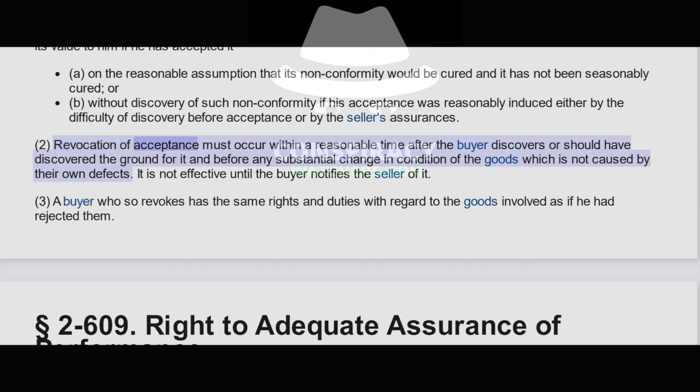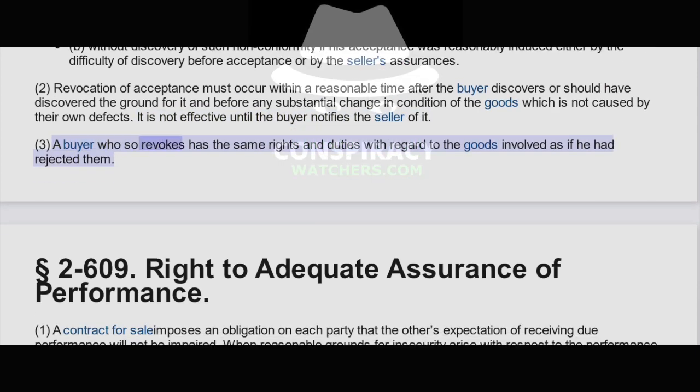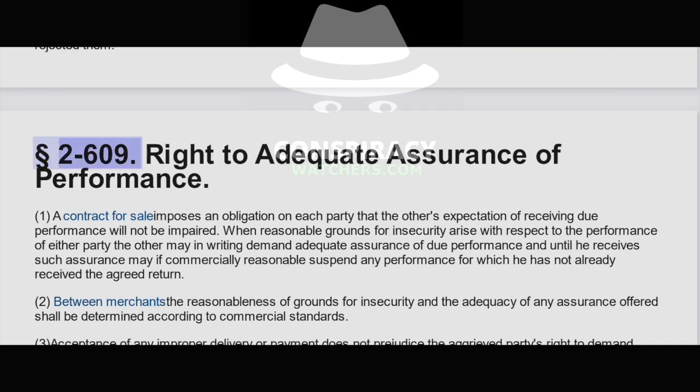Revocation of acceptance must occur within a reasonable time after the buyer discovers or should have discovered the ground for it and before any substantial change in condition of the goods which is not caused by their own defects. It is not effective until the buyer notifies the seller of it. A buyer who so revokes has the same rights and duties with regard to the goods involved as if he had rejected them. Section 2-609.